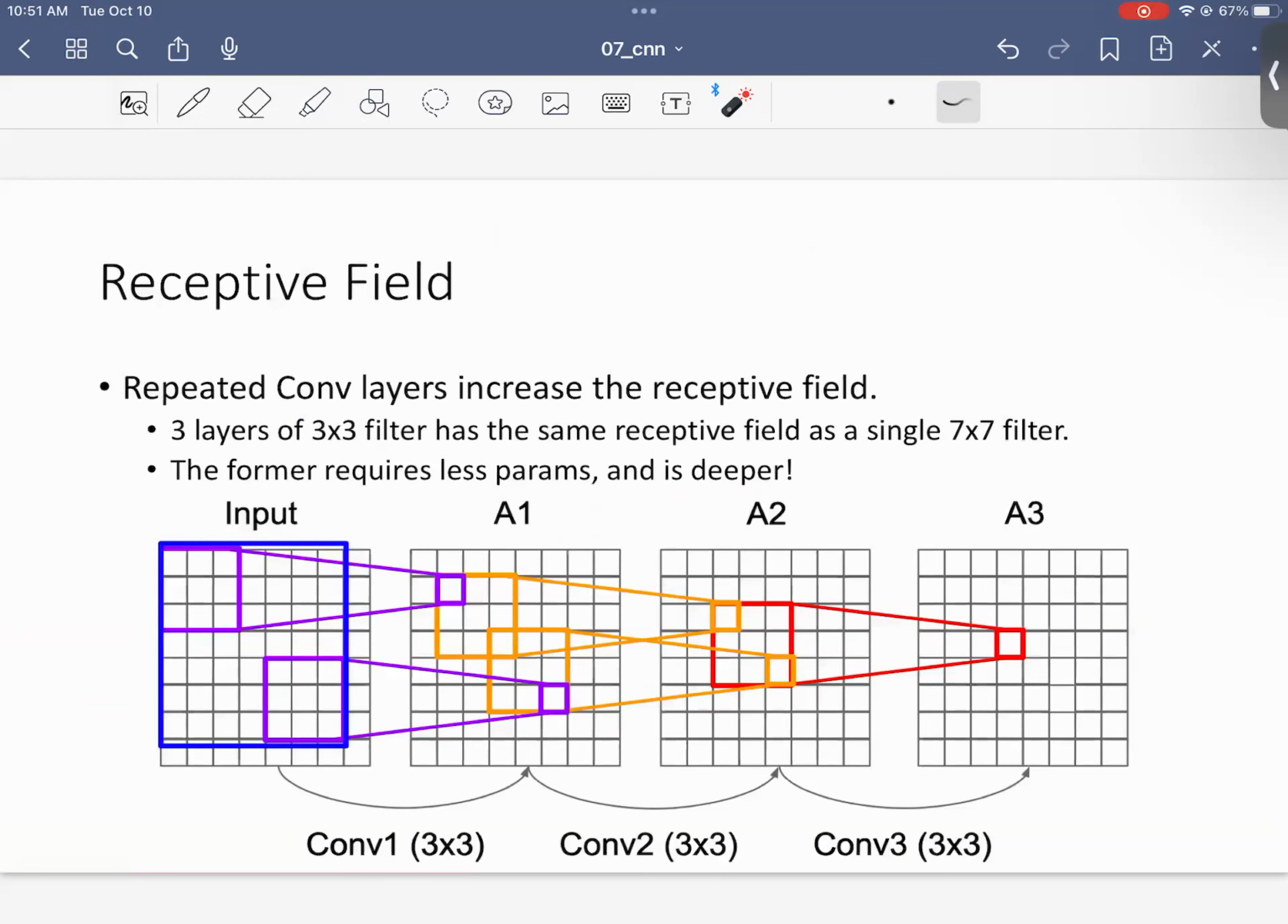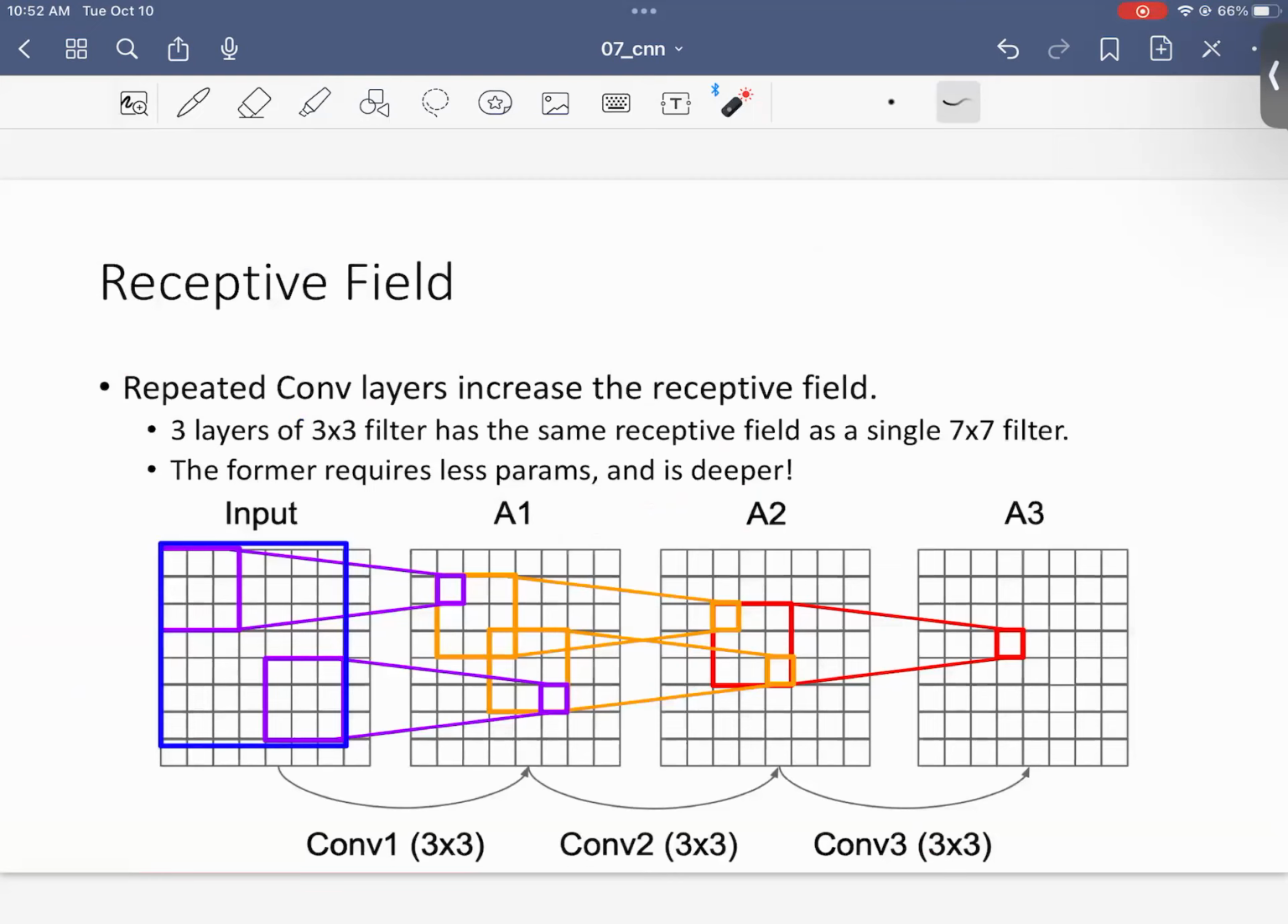So we would like to have the last layer have a large receptive field, so that if it can look at a large receptive field, then it'll be taking in a large chunk of information from the raw image, which would lead to a better informed decision.